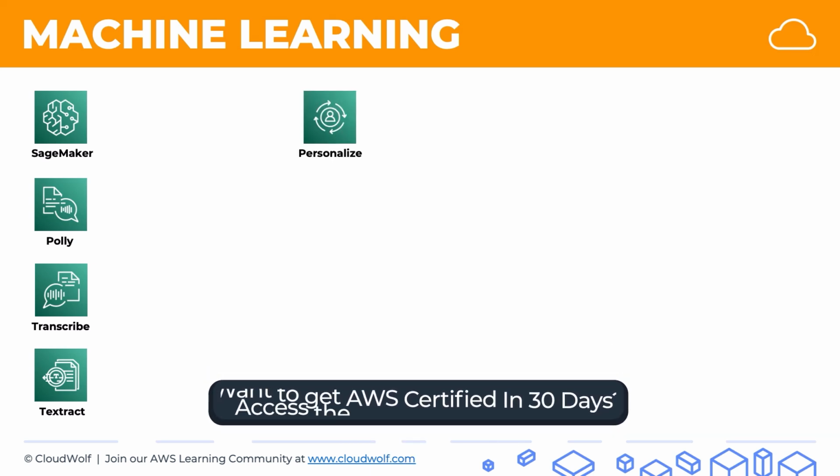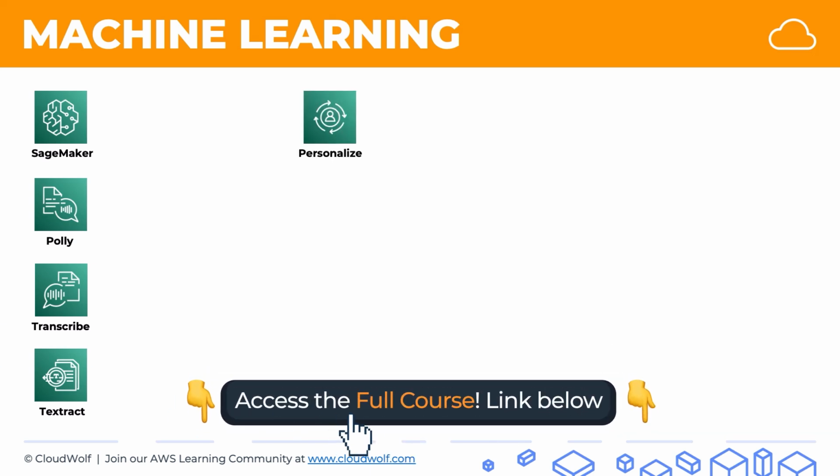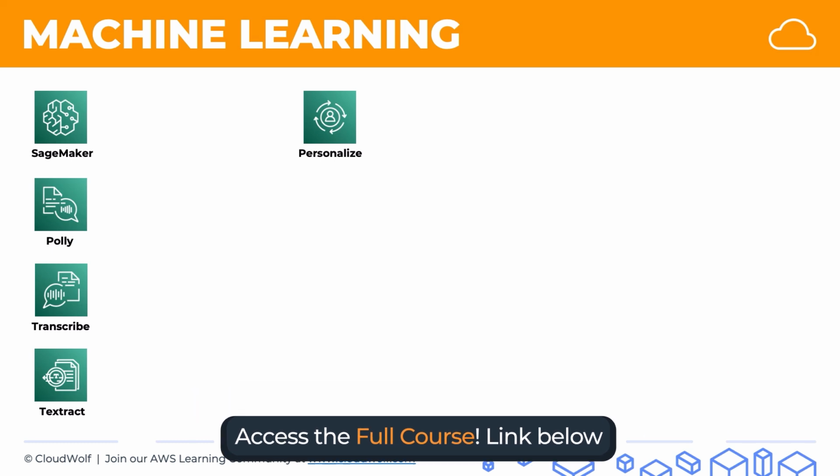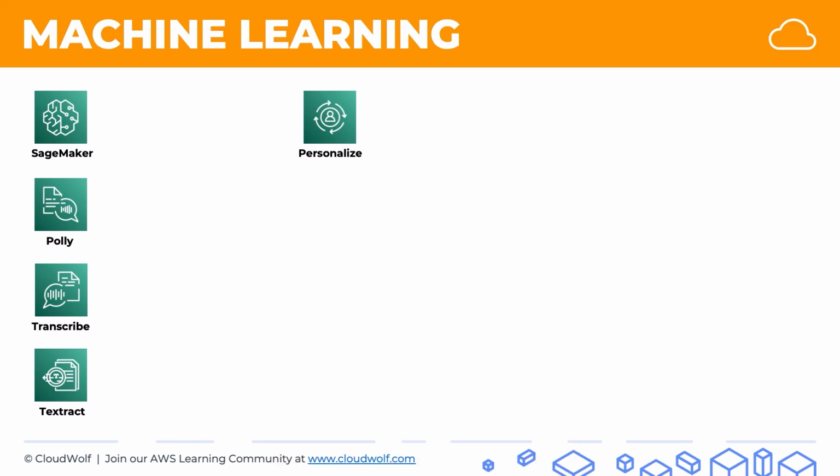Then we have Personalize, which is a recommendation service, kind of similar to what you have on Amazon, the online store. So here you can create your own personalization system using their engines. Then you have Rekognition, which allows you to detect faces, objects, and scenes in images and videos. Remember, and videos as well.